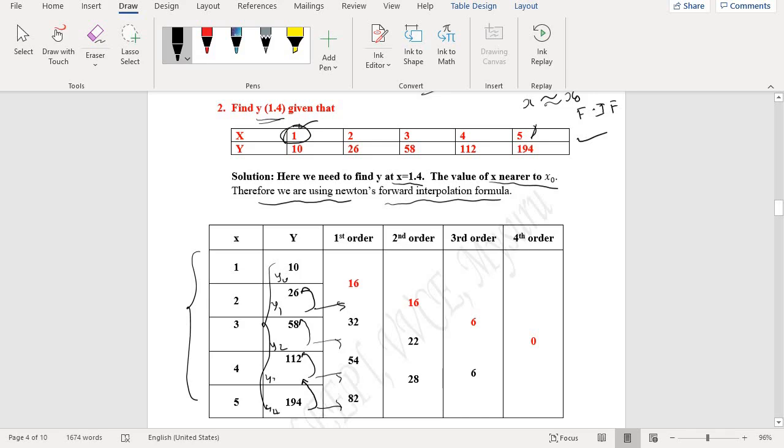Observe the arrow mark. Keep subtracting the values of the upper row from the lower row in the column below. Now for the second order, 32 minus 16 gives 16.